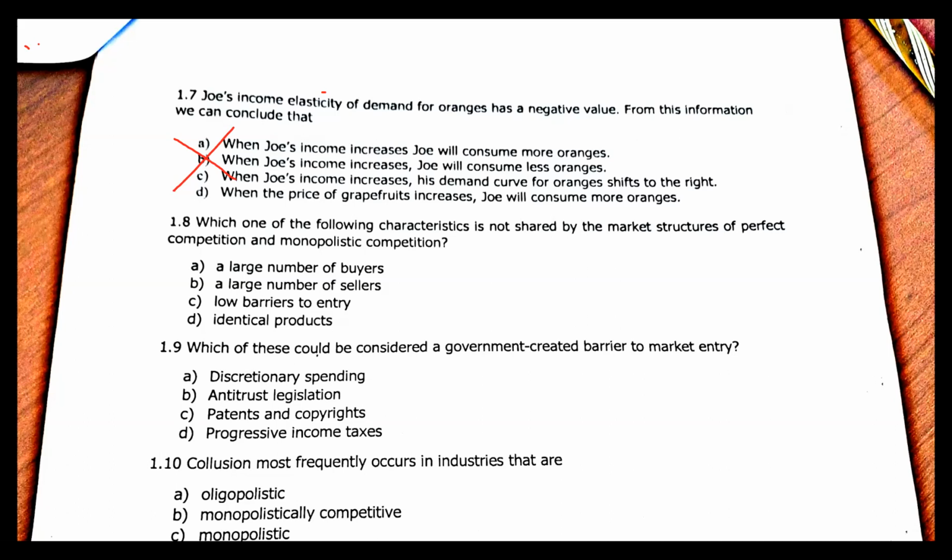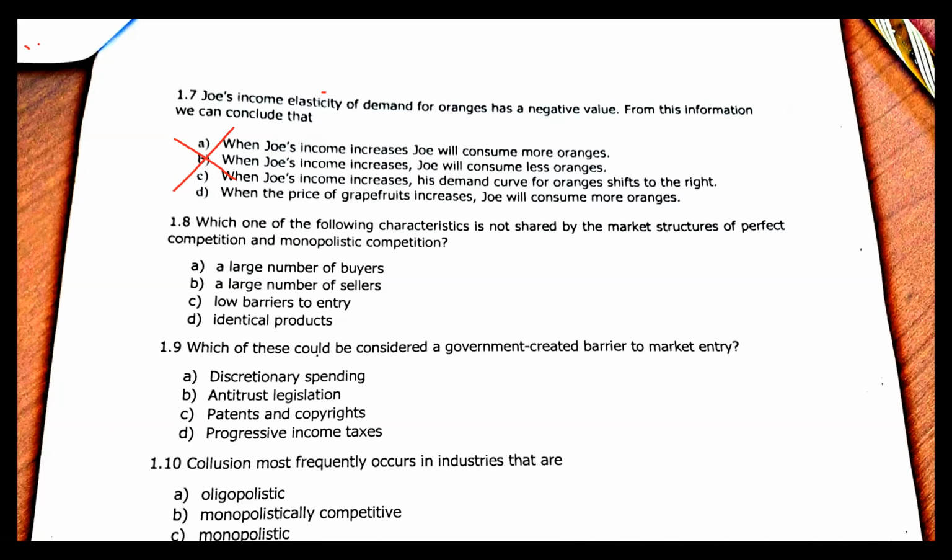Okay, so number one, there are a large number of buyers. In perfect competition, we have many buyers, right? That's what we said. And again, we said there are many sellers at the same time. And that is the same thing when it comes to monopolistic competition. There are many buyers, there are also many sellers. Not monopoly, but monopolistic. Low barriers to entry. Yeah, in any of the two, there are low barriers to entry. Anyone can just come in and enter, right? Yes, sir.